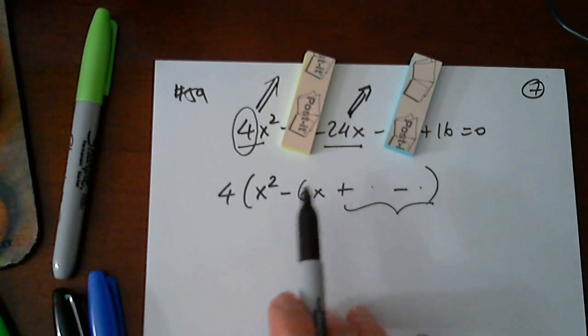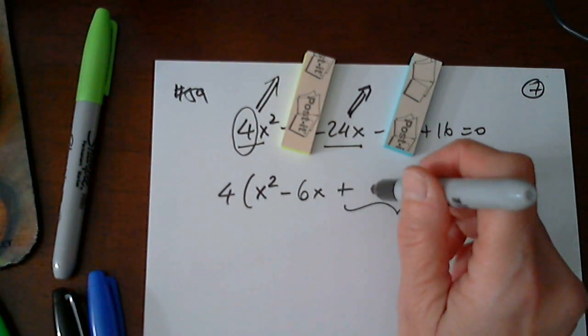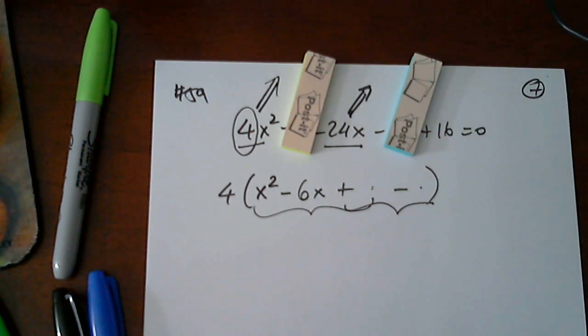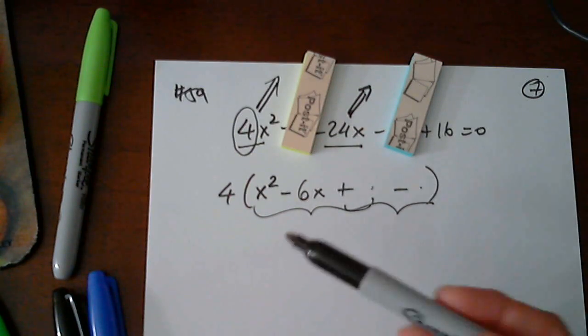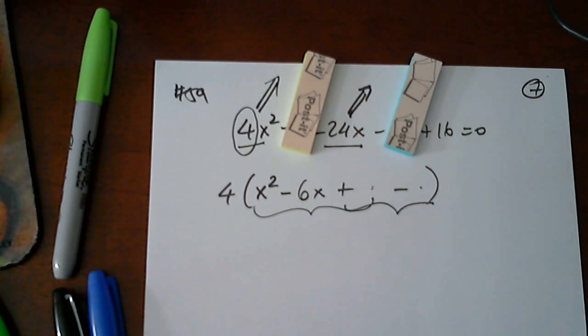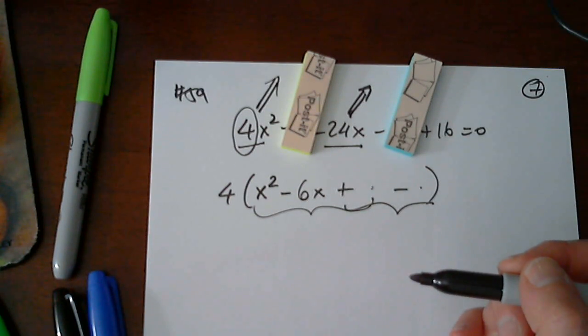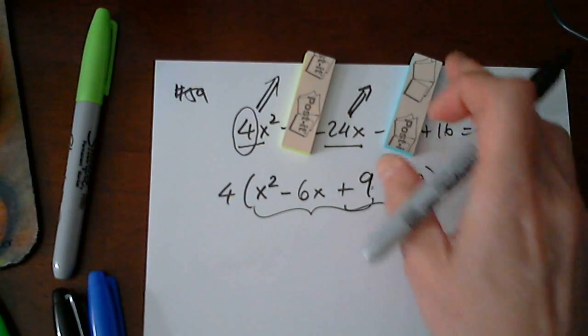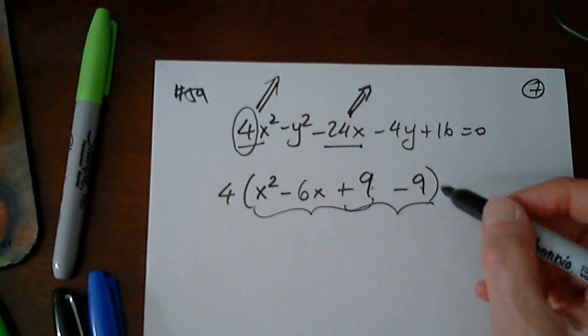So I factor out 4, x squared minus 6x. What do I need to add and subtract to complete the square? Remember the rule. Take the middle coefficient, divide it by 2, and square that. That's the rule for completing the square. What do I need to add and subtract? Anyone? 9. Exactly. Very good.